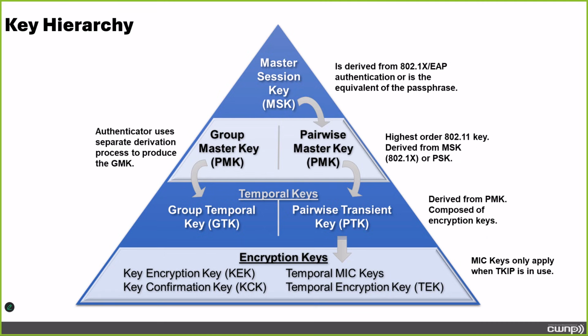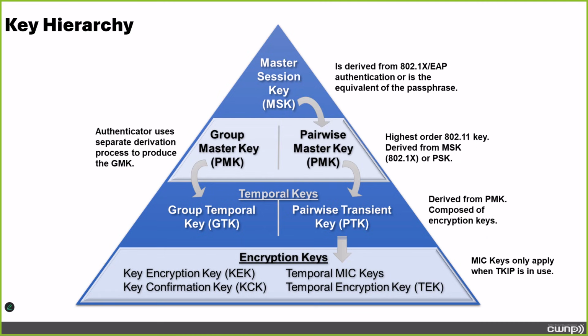So if you're using WPA with TKIP, then you need those temporal MIC keys that are mentioned down there. You only need those with TKIP, though. You don't need them with CCMP. You don't need them with GCMP. They're only used with that. In all cases, we have a key encryption key, a key confirmation key, and a temporal encryption key, which is sometimes written as a TEK and sometimes just as a TK, depending on how people decide to acronymize it. So it is definitely varying across different literature and documents.